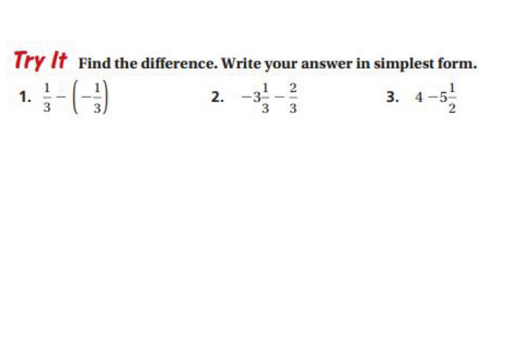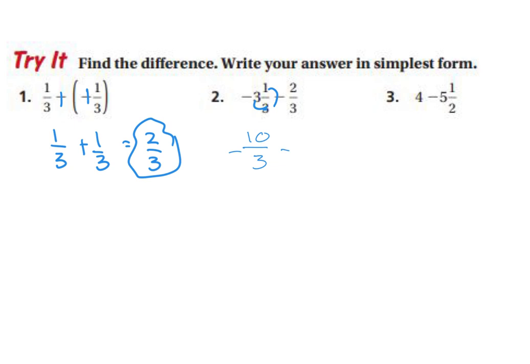For question number 1, I'm going to chop. So this just becomes 1/3 plus 1/3, which is 2/3. For number 2, I do need to convert. 3 times 3 is 9, plus 1 more is 10. So that's negative 10/3 minus 2/3.